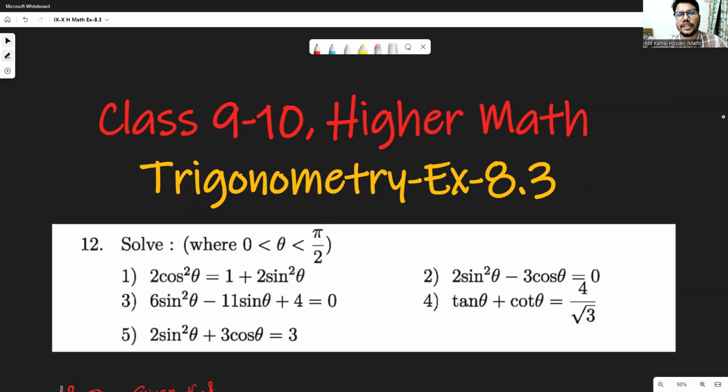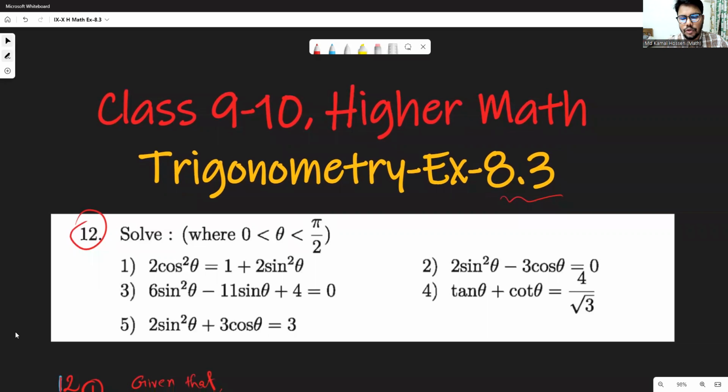In this content, we are going to discuss higher mathematics for the students of standard 9 and 10. In previous few classes, we have discussed up to 8.3. So today, we are going to discuss question number 12 from exercise 8.3. Dear students, there are total 5 questions. In this content, inshallah, we will discuss up to 5 questions.